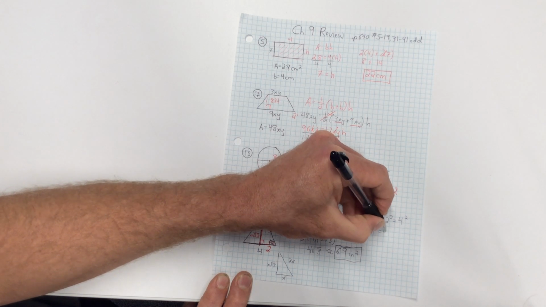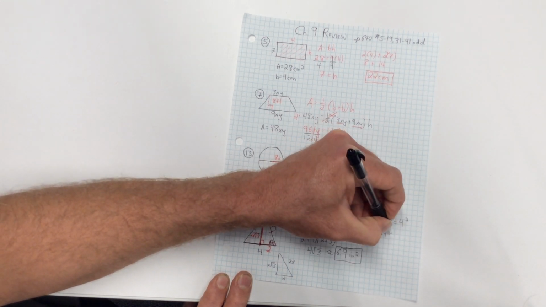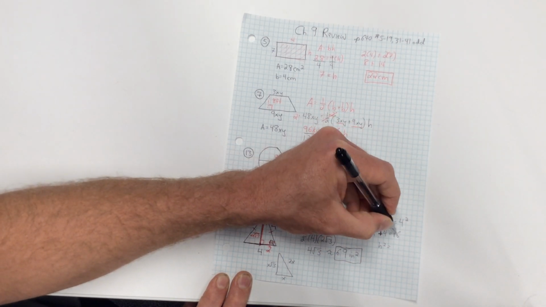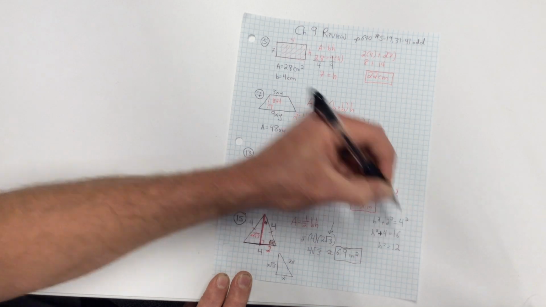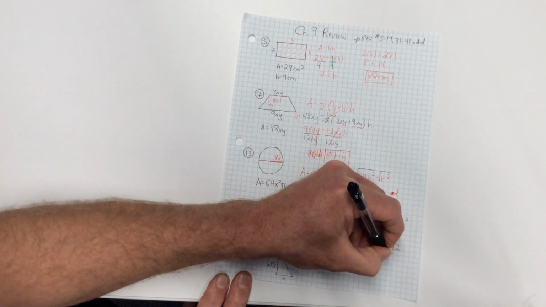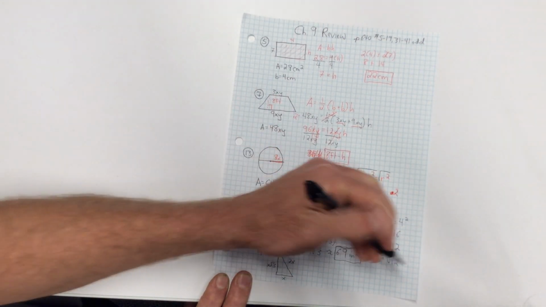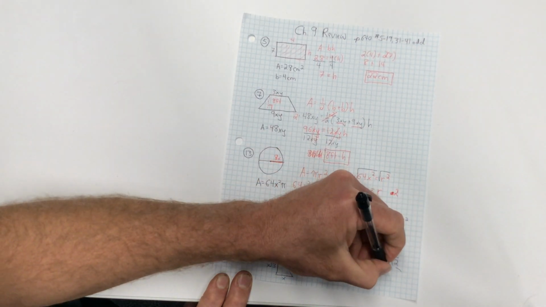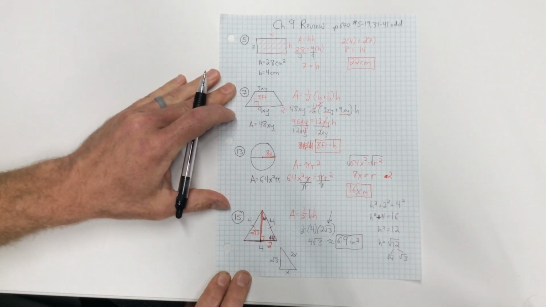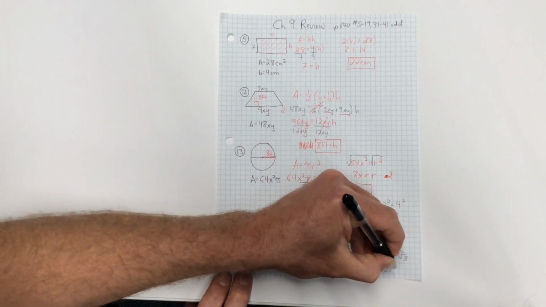h squared plus 4 equals 16. We subtract the 4, so h squared equals 12. And then therefore, h must be equal to the square root of 12. The square root of 12 breaks down into the square root of 4 times the square root of 3. And just barely fit it here on the paper. And then that equals 2 square root 3.